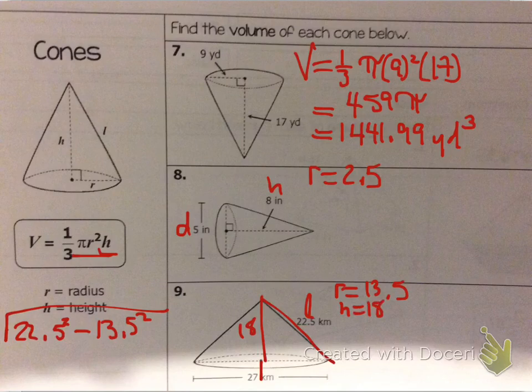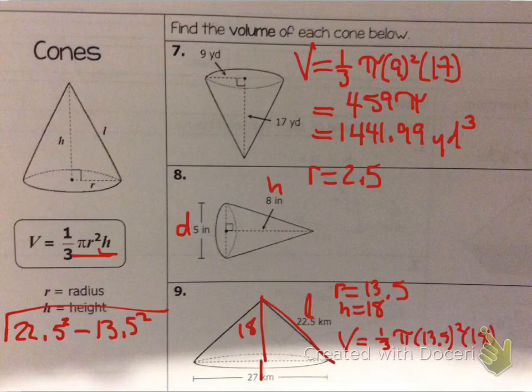Then, oh goodness gracious, I did not give myself much room for this one. Oh, but I'm doing volume. All right, so volume is equal to 1/3 pi times the radius 13.5 squared times 18, and you should be able to get your answer. I'll let y'all finish that one out.